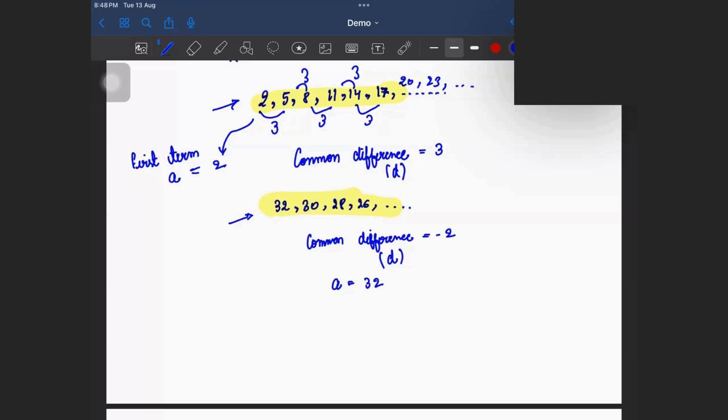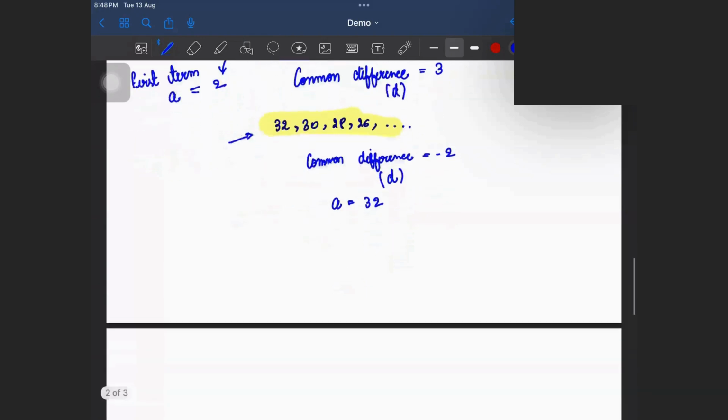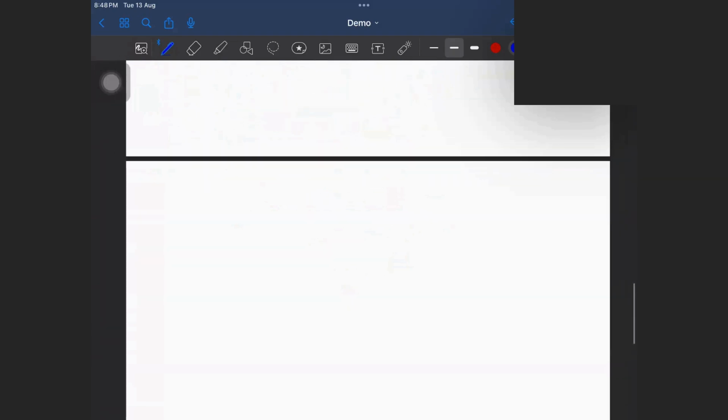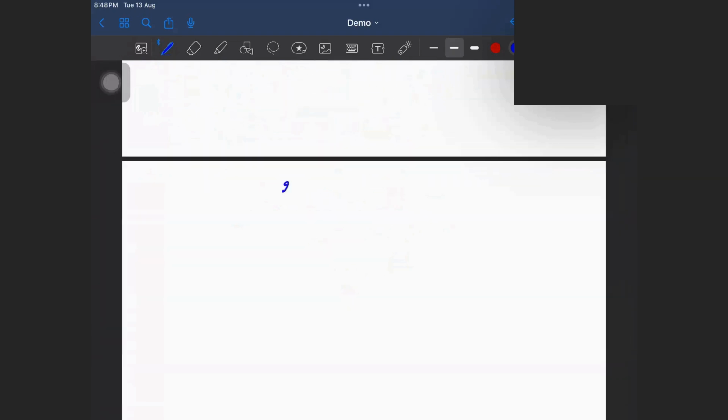So arithmetic progression, you understood, and the notations of first term and common difference, you understood. Now if I give you one sequence, 2, 6, 10, and so on, and ask you to find its seventh term, can you calculate it? Tell me what will be its seventh term.